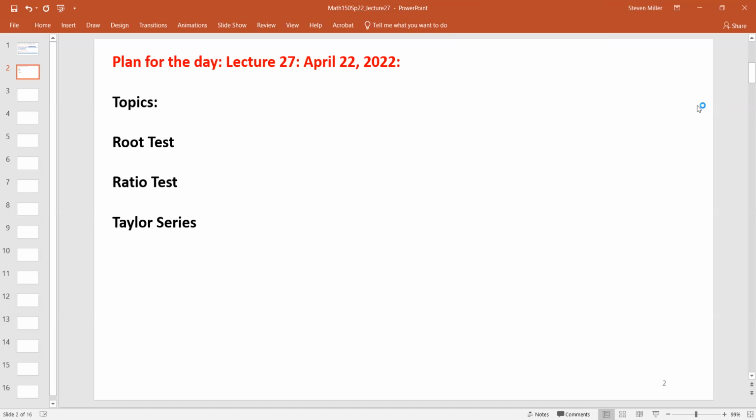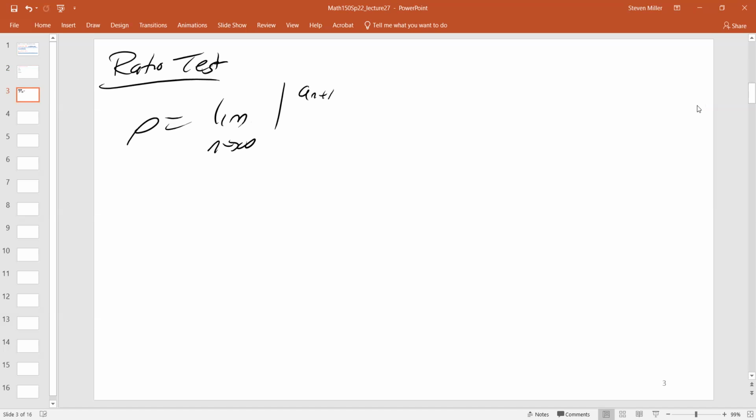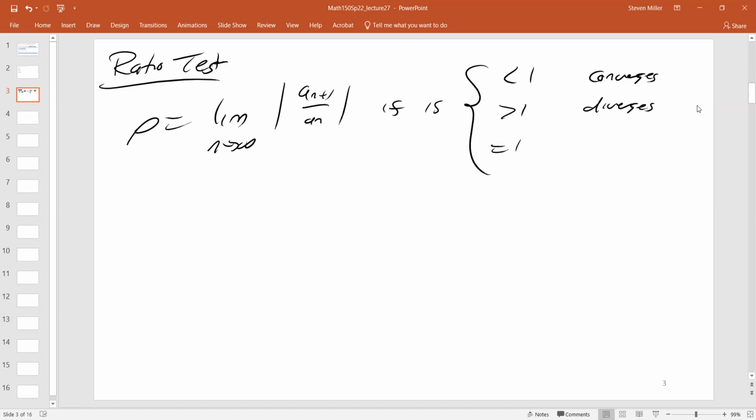Right. So we stated the ratio and root tests last time. Let rho be the limit, if it exists, as n goes to infinity of a_{n+1} over a_n. If this is less than 1, it converges. Greater than 1, it diverges. Equals 1, no information.